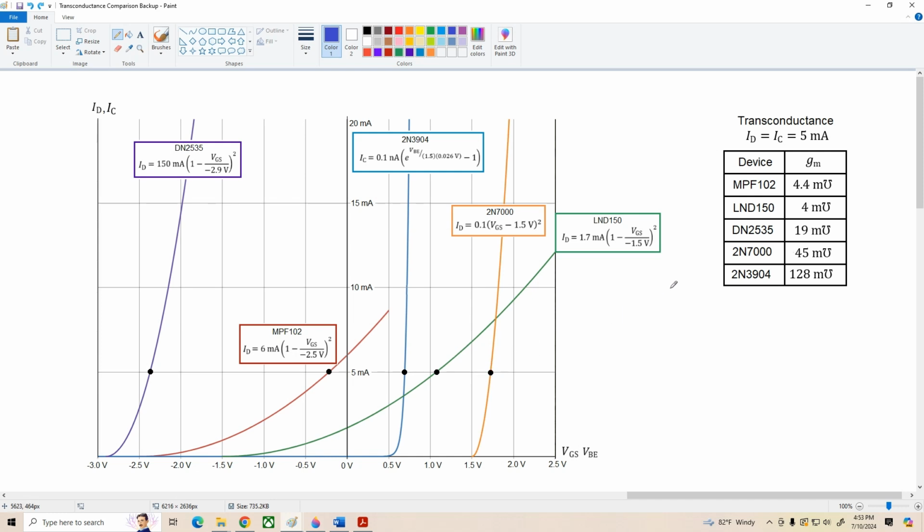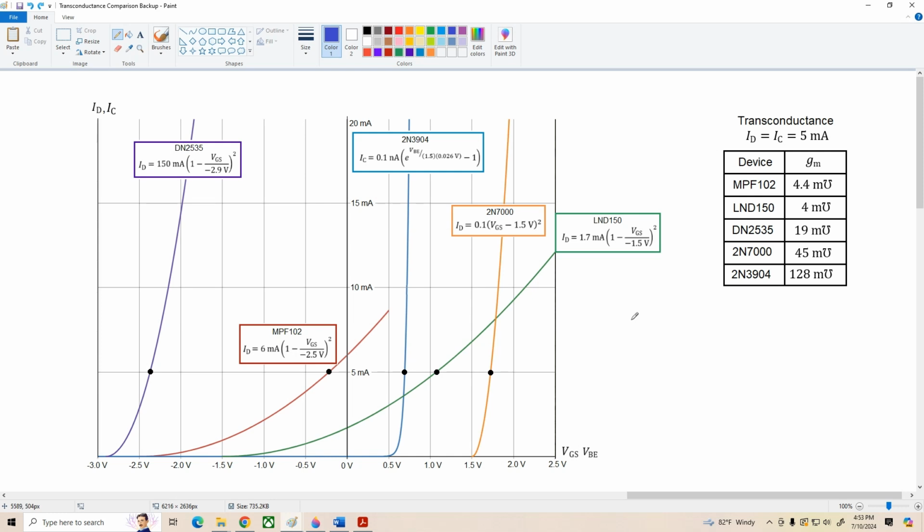And lastly, the 2N3904, 128 millimhos, or I guess we could think of it as milliamps per volt, but millimhos is the unit we'll use. But now you might be wondering, how did I get a transconductance for the bipolar transistor? And it's really pretty straightforward.